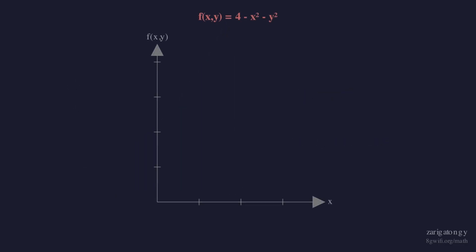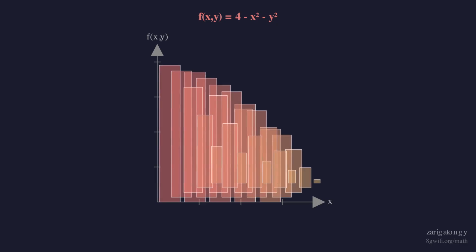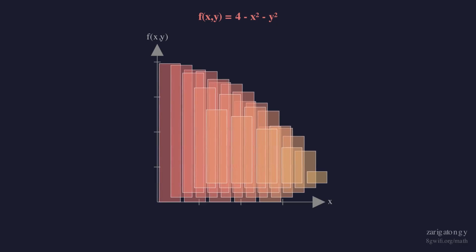Here's f of x, y equals 4 minus x squared minus y squared. A dome shape. Chop the base into a grid of tiny squares. At each square, build a column up to the surface. The volume is roughly the sum of all column volumes. Height times base area. Make the grid finer.